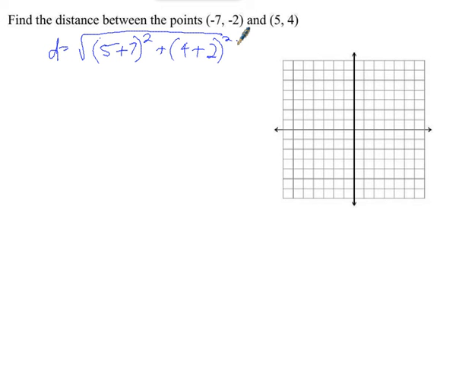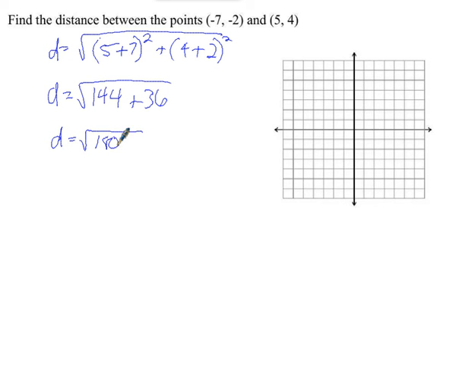All right, D equals square root. 5 plus 7 is 12, squared is 144. Plus 4 plus 2 is 6, squared is 36. So we have 144 plus 36. D equals the square root of 180.